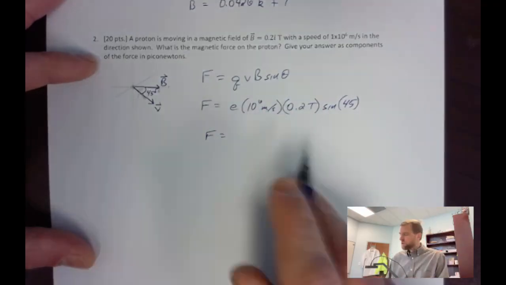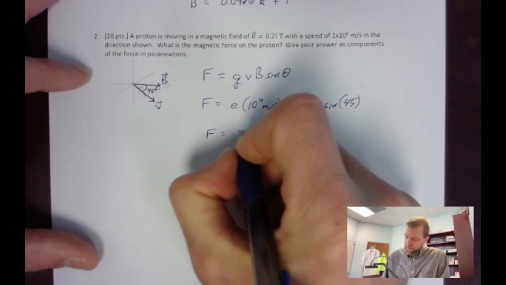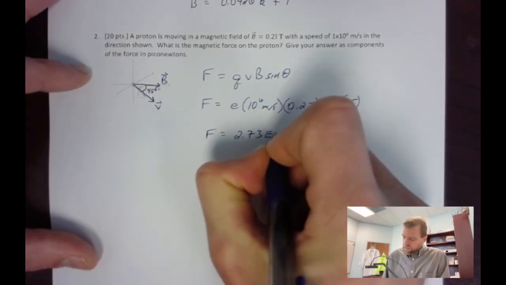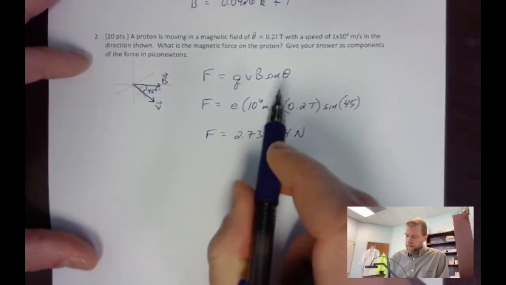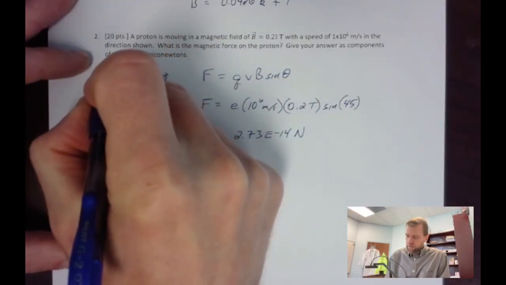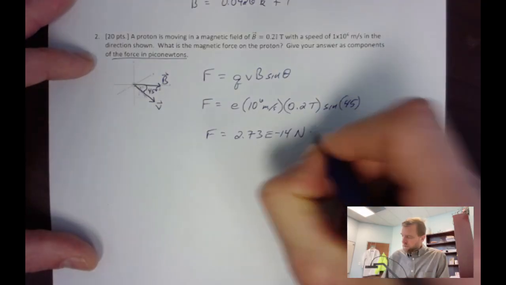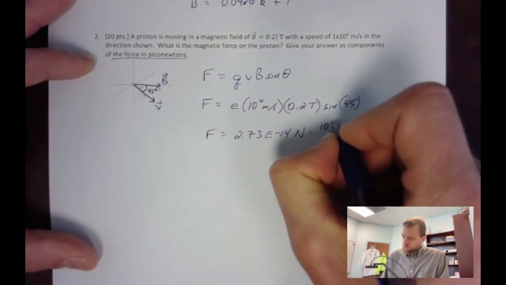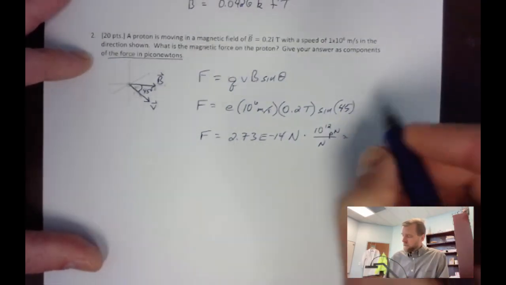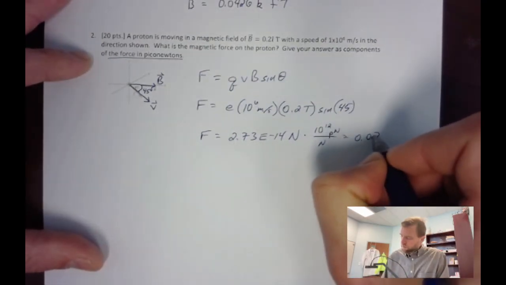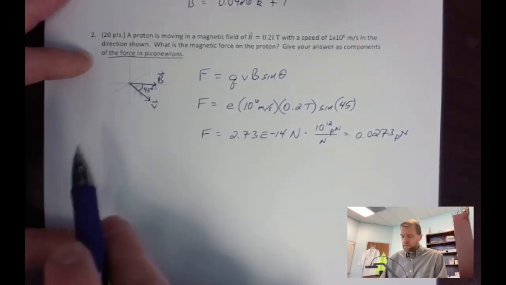So if we crunch all those numbers, I got 2.73 times 10 to the minus 14 newtons. We're asked to give the components of the force in piconewtons, so I need to multiply this by 10 to the 12 piconewtons per newton. When I do that, I get 0.0273 piconewtons. So I need to break this into its components.